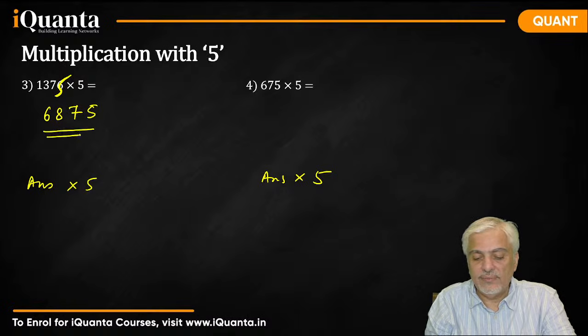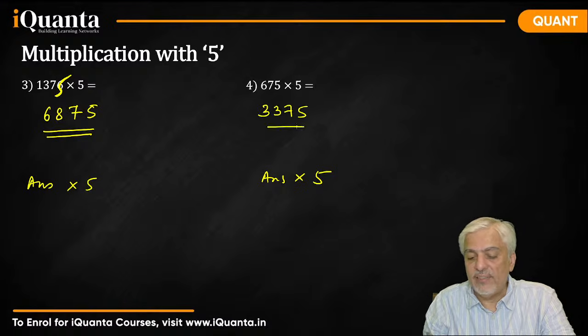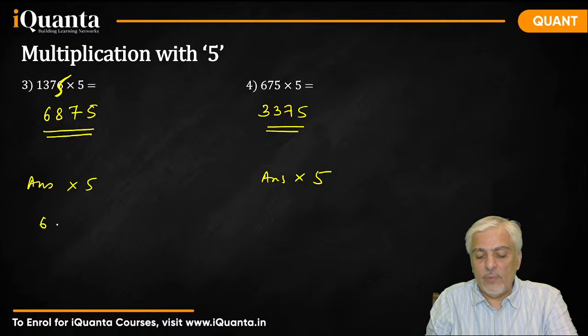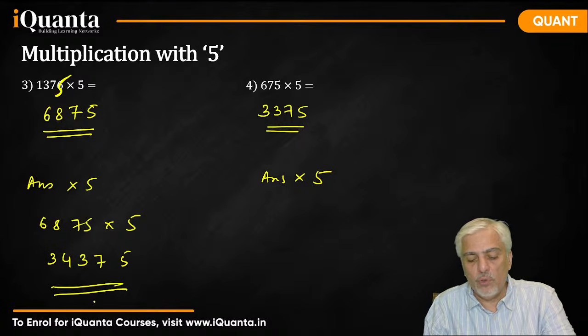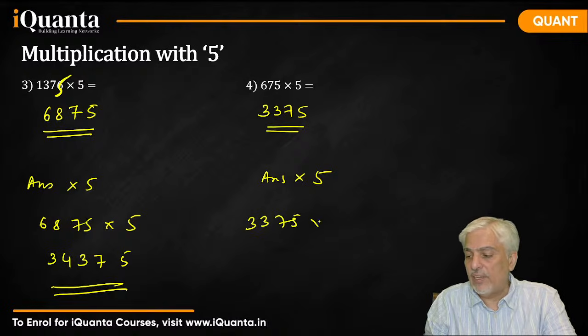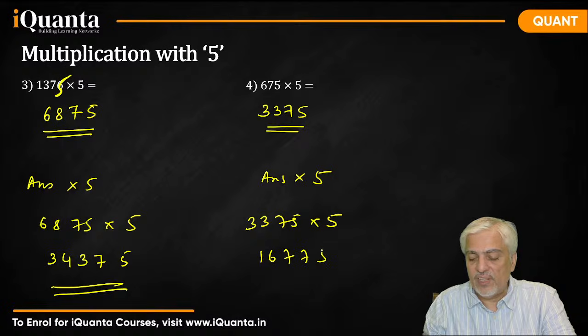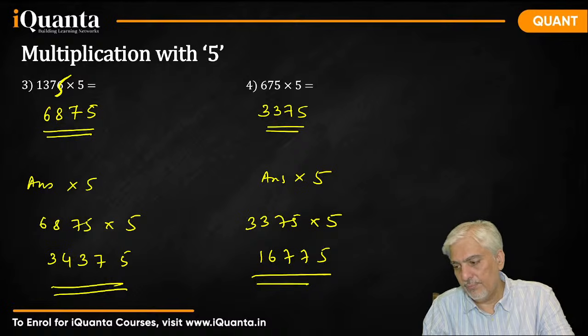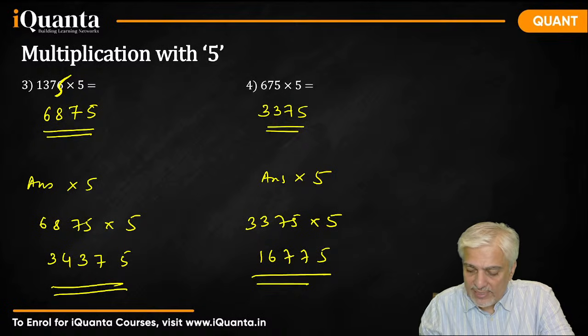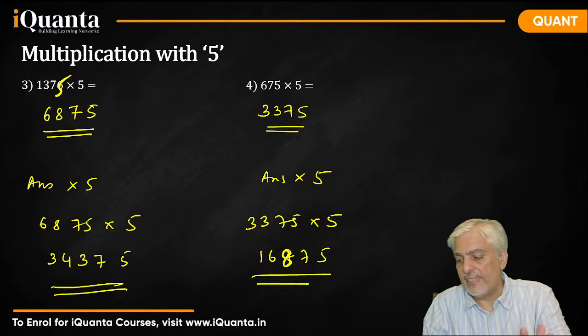6875. Again one more, 6875 into 5. 34375. And your 3375 into 5. 16775. Oh, sorry, 16875. My bad. 16875.